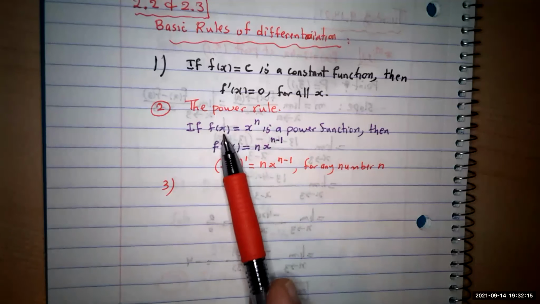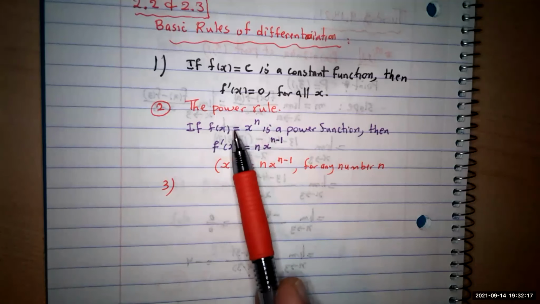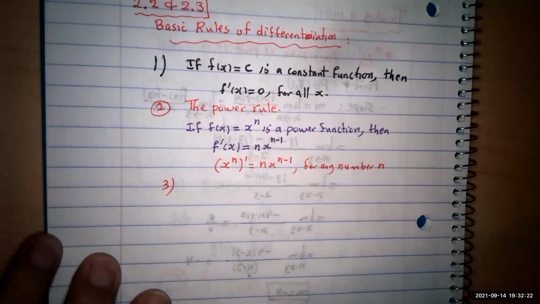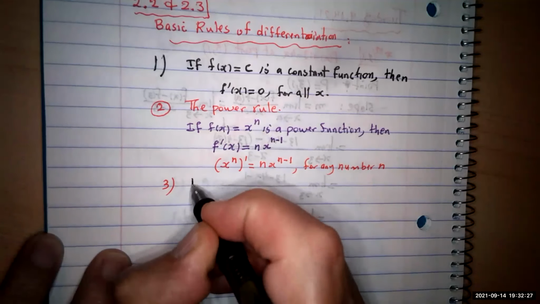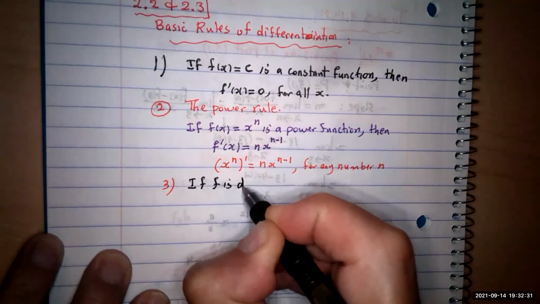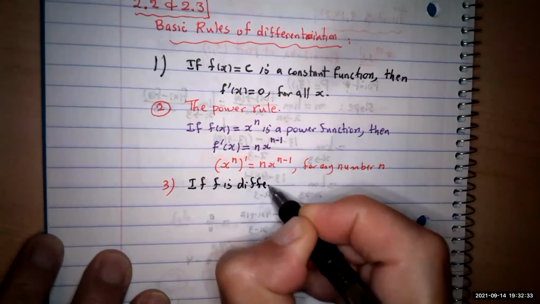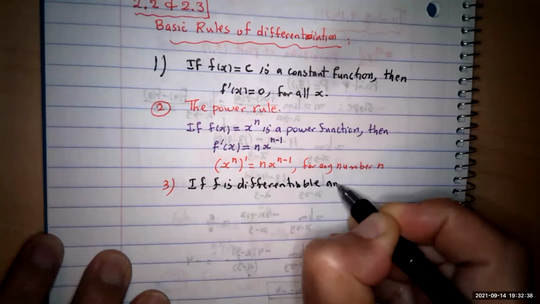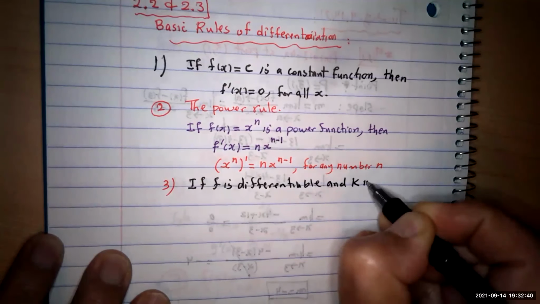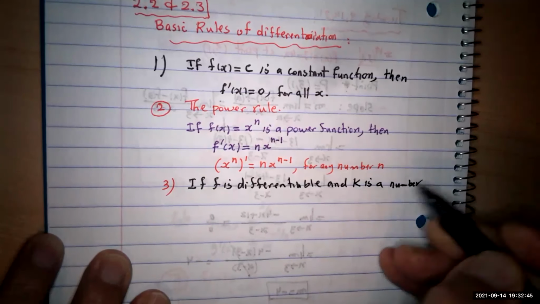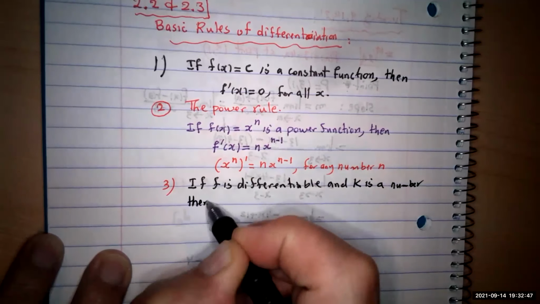If you have 5 times the function, the derivative would be 5 times the derivative of the function. So that would again be a useful formula, and this is how we're going to write it down. If f is differentiable, meaning you can find the derivative of f, and k is a number, then that's it.